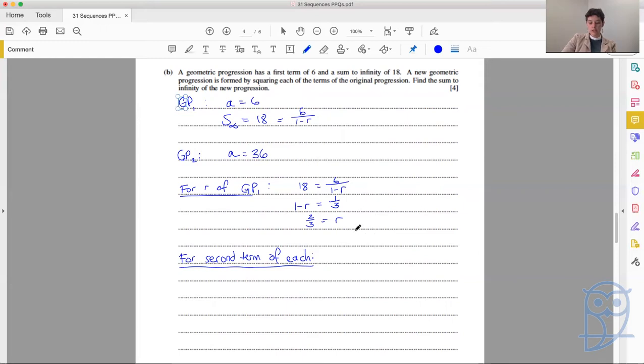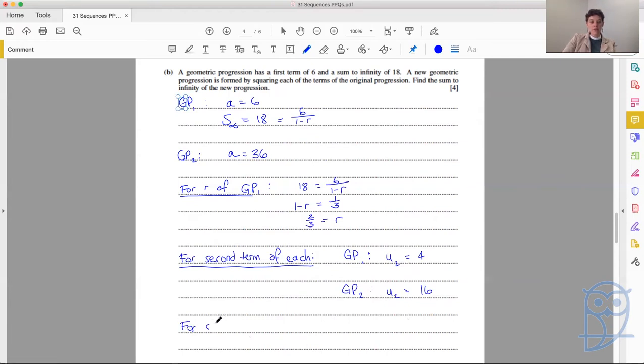So for our first GP, GP1, U2 equals 6 times 2/3. So 6 times 2/3 gives us 4. GP2, remember we're just going to square each term. So U2 would be 4 squared, which is 16. So now we've got the first term and the second term of the second GP, so we can get the r of the second GP.